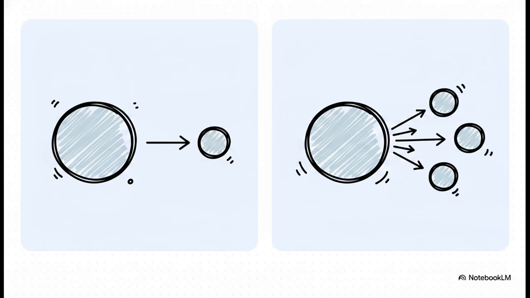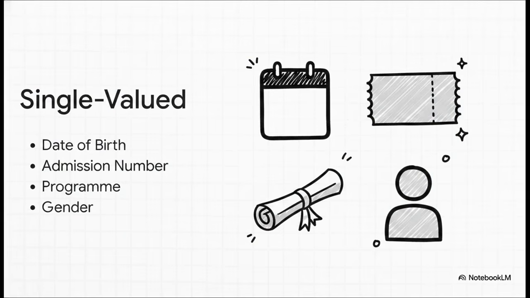It can store 0, 1, or a whole set of values for a single entity occurrence. Take a look at these single-valued examples for our students. An individual student will only ever possess one date of birth. They'll only have one unique admission number assigned to them. At any given time, they're enrolled under one primary degree program, and they have one gender marker in the system. There is literally no scenario where a student has 3 different dates of birth, right?